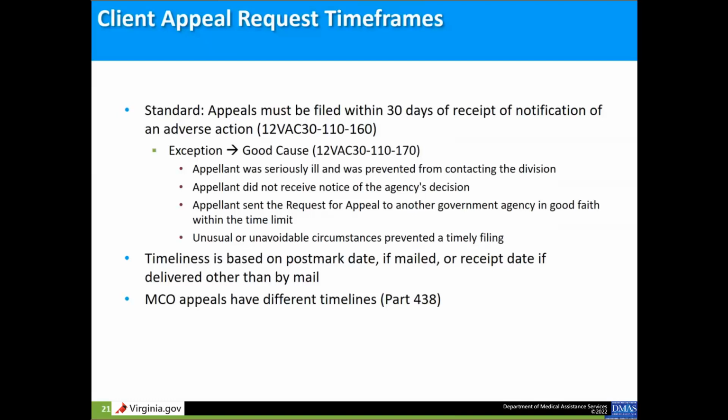Please note that an appeal is deemed to have been received at DMAS on the date on which it's postmarked if sent by mail. Otherwise, it's deemed to have been received on the actual date of receipt for other methods of transmission, including appeals received through the AIMS portal.